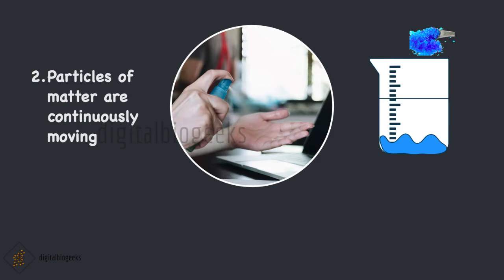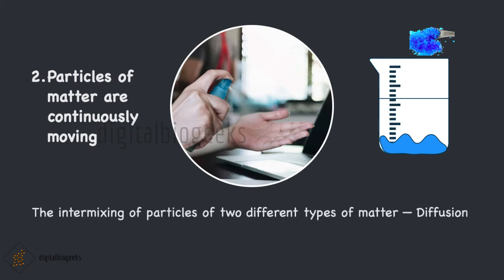As the temperature increases, this kinetic energy also increases. In all the experiments, the intermixing of particles takes place. The particle of one matter gets into the space between the particles of another matter. This intermixing of particles of two different types of matter is called diffusion. On heating, this diffusion happens at a faster rate.